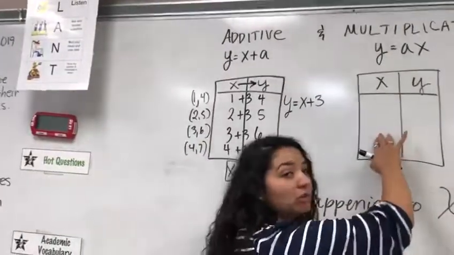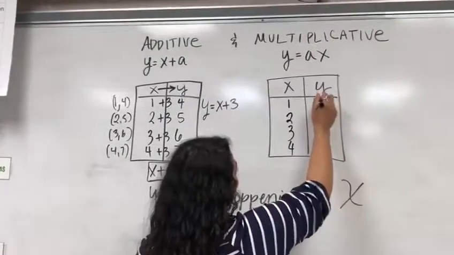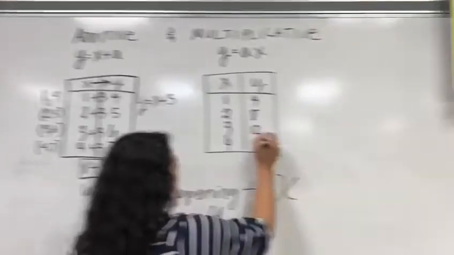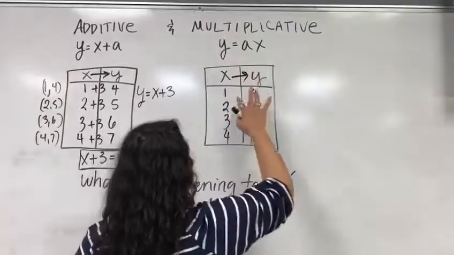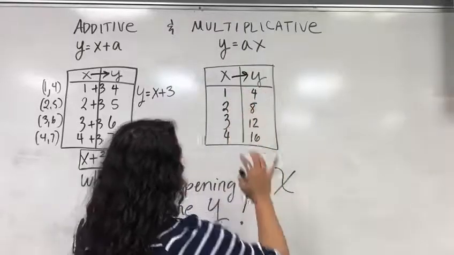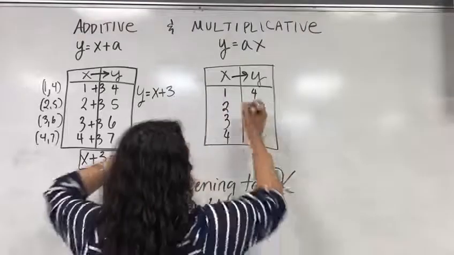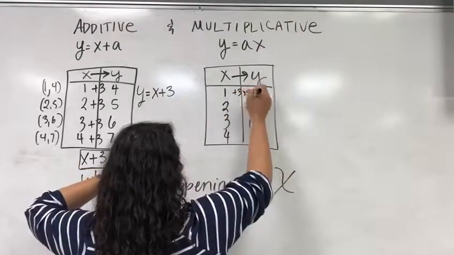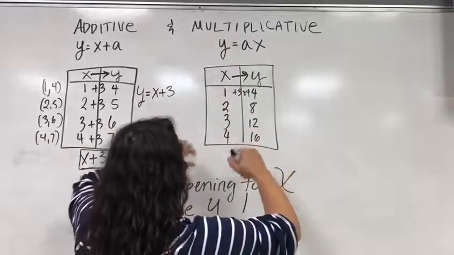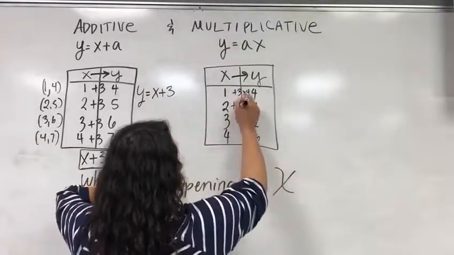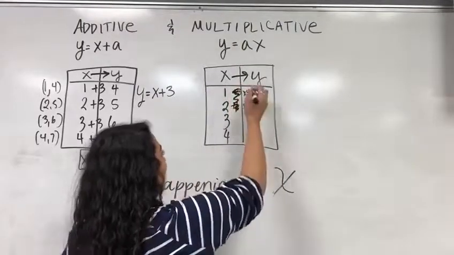Here, when we have multiplicative, if I have 1, 2, 3, 4, and then 4, 8, 12, 16, I ask myself, what is happening to x to become y? Well, it's either adding 3 or timesing by 4, if I'm not sure. Even if I'm stating it here as multiplicative, I still need to figure it out. So here I'm adding 6 but I'm multiplying by 4. I have some consistency, so instantly I know I'm not adding, I'm multiplying.